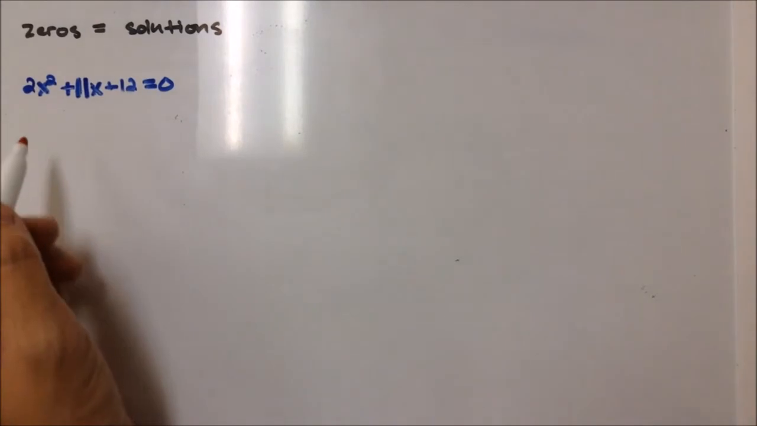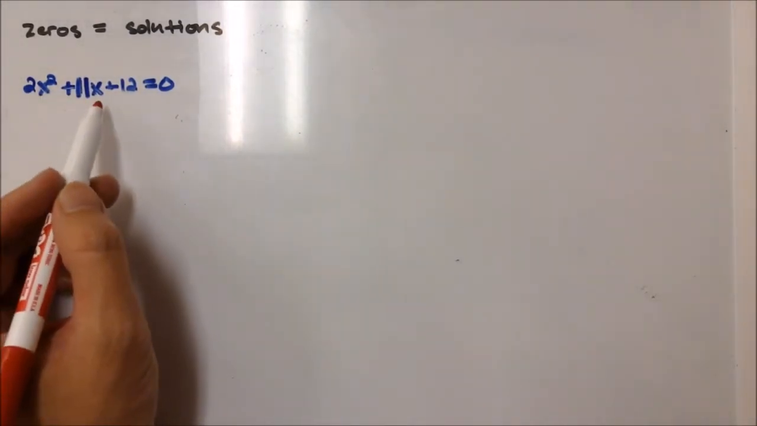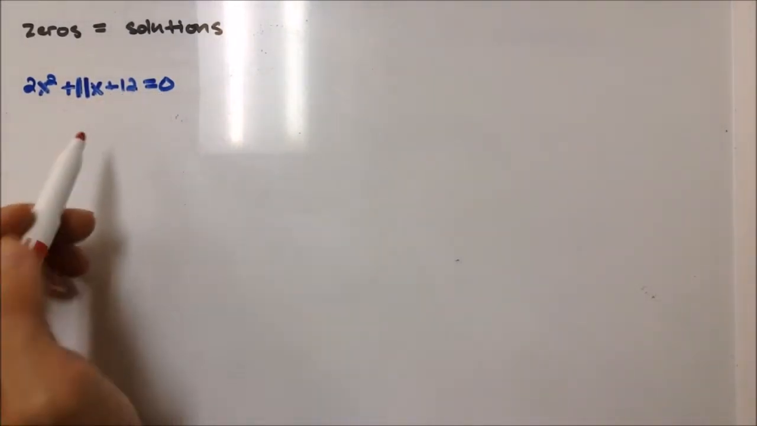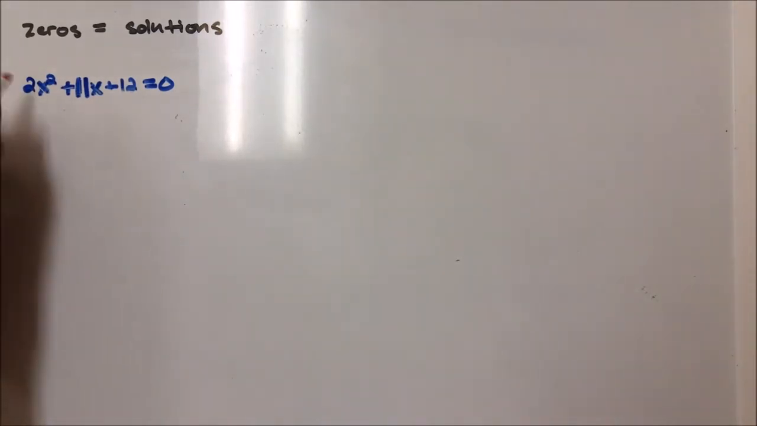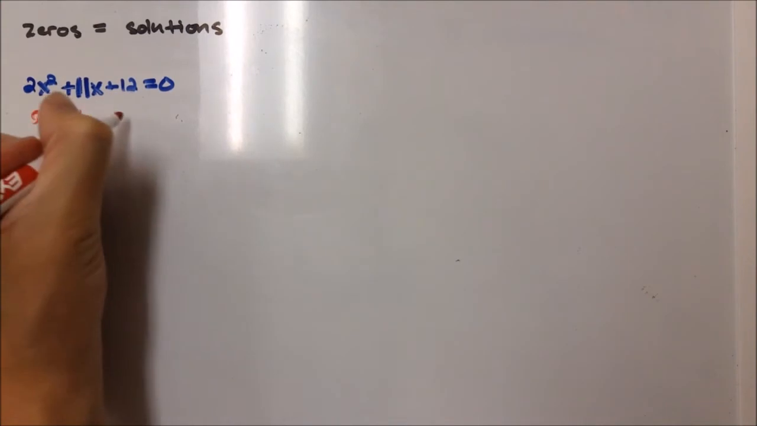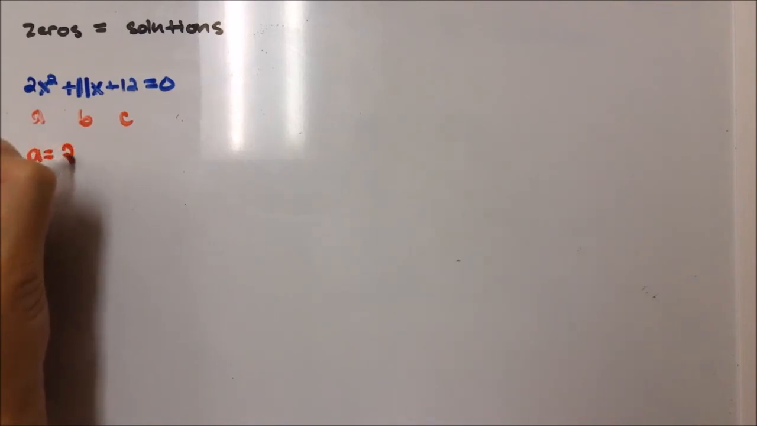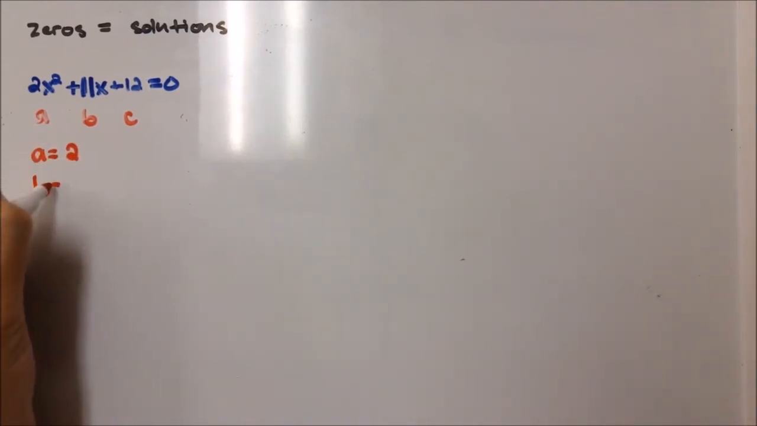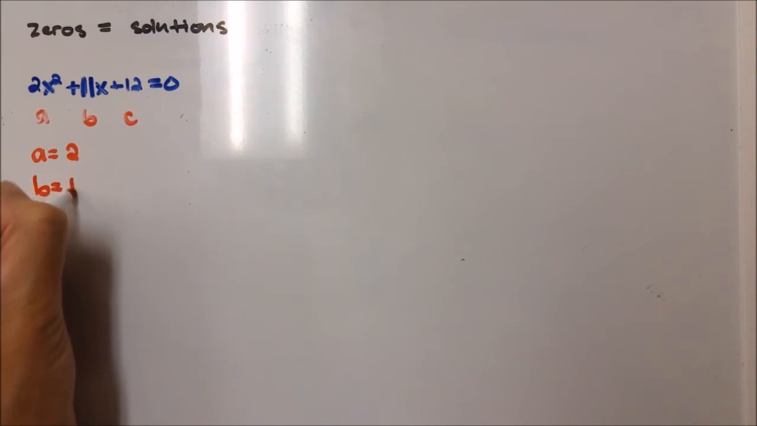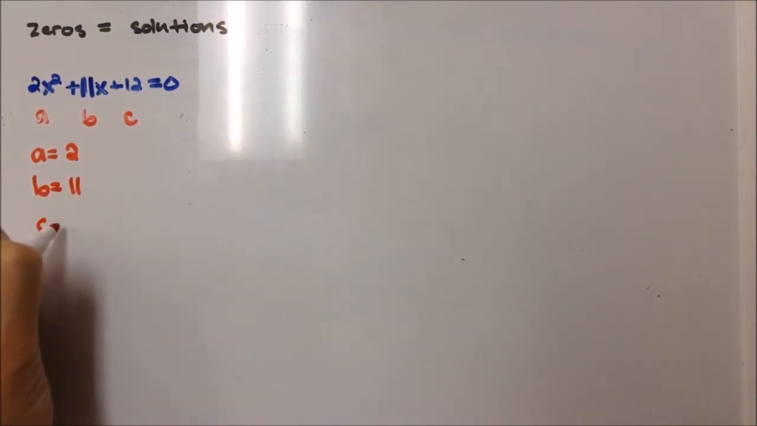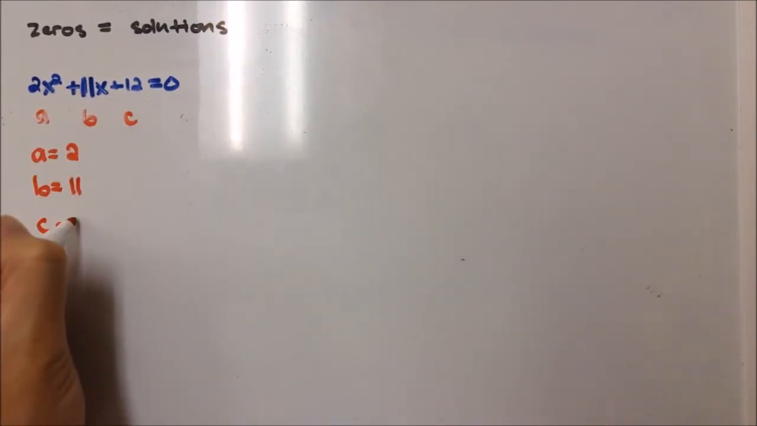In our third example, we have 2x squared plus 11x plus 12 equals 0. So let's identify our a, b, c values. a equals 2, b equals 11, and c equals 12.